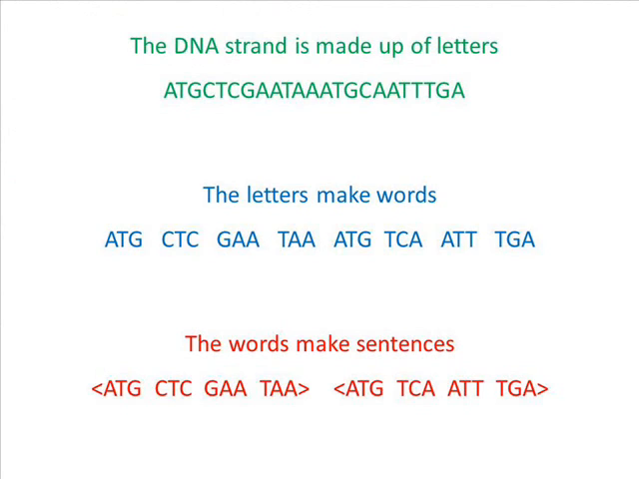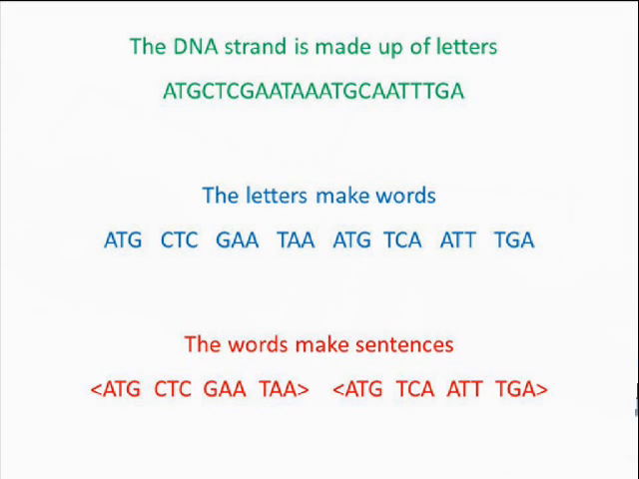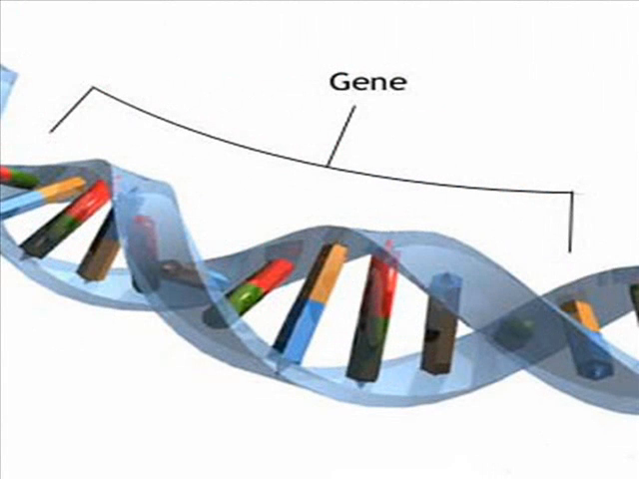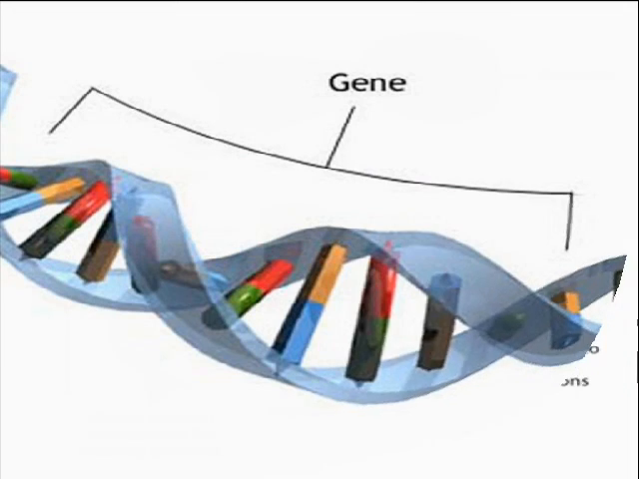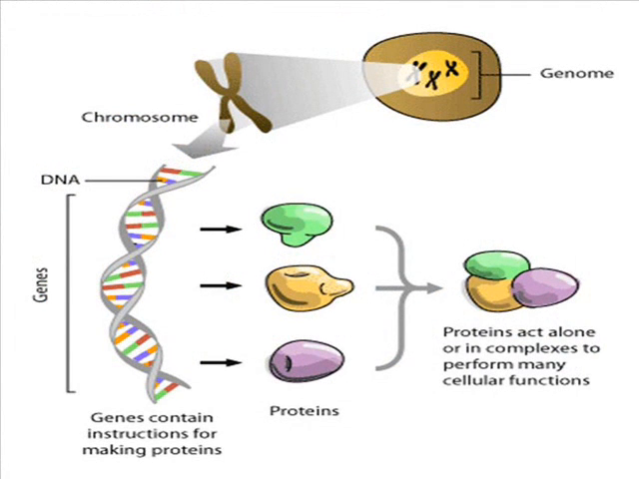The letters make words, and the words make sentences. These sentences are called genes. Genes tell the cell to make other molecules called proteins. Proteins enable cells to perform special functions.